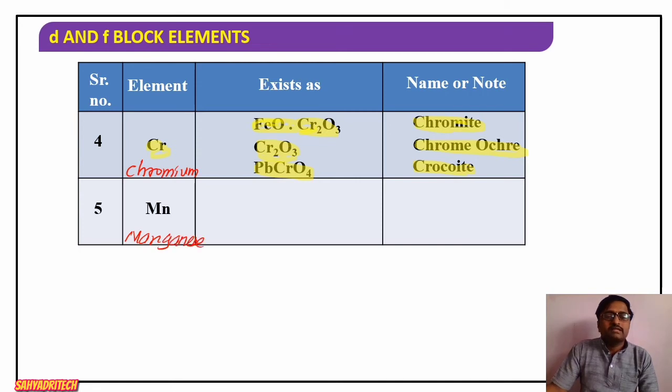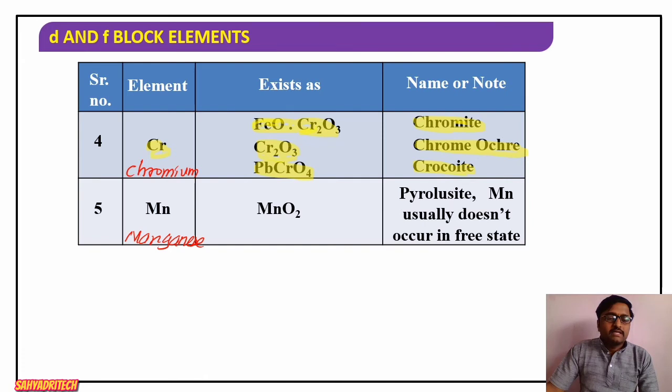Manganese. Manganese also has different ores. MnO2 is named pyrolusite. MnO2 is commonly used as pyrolusite. Here, Mn usually does not occur in its free state. If you consider manganese, as I said in general, because of their high reactivity, they always occur in a combined state. Mn exists as MnO2, in the form of its oxide. What is the name? It is commonly called pyrolusite.